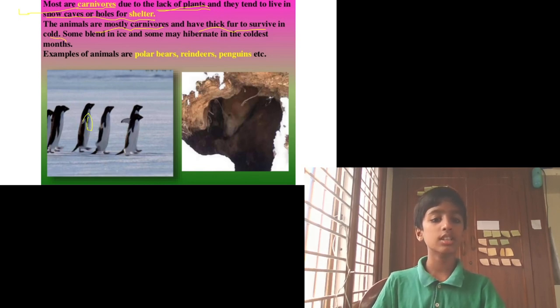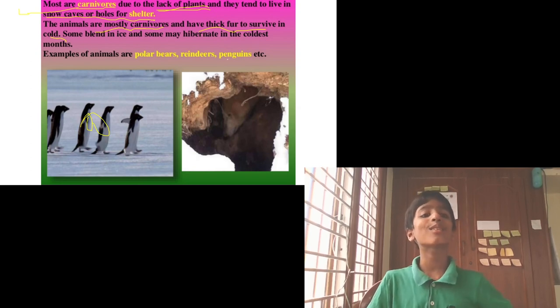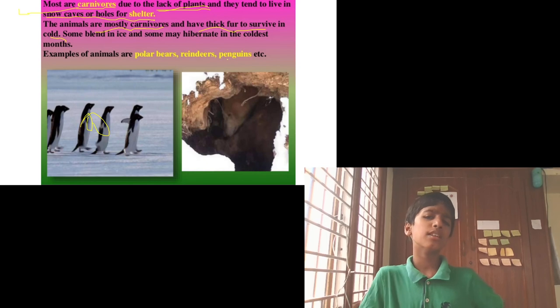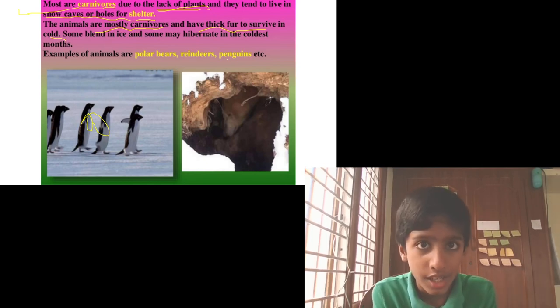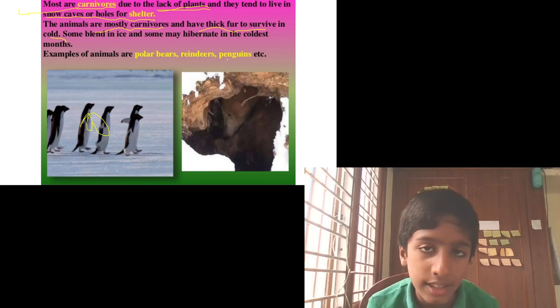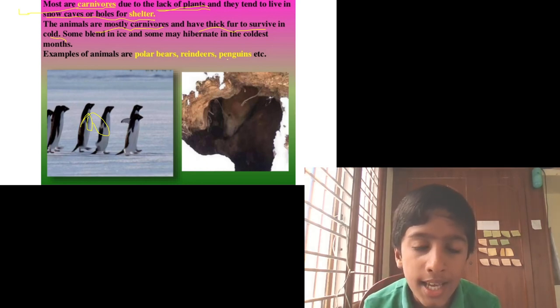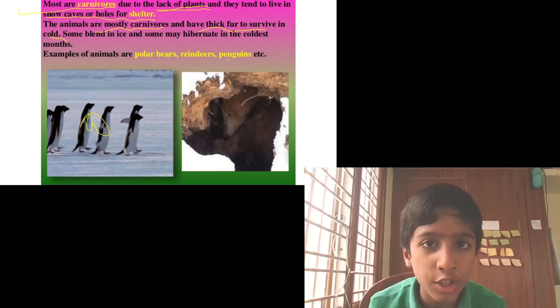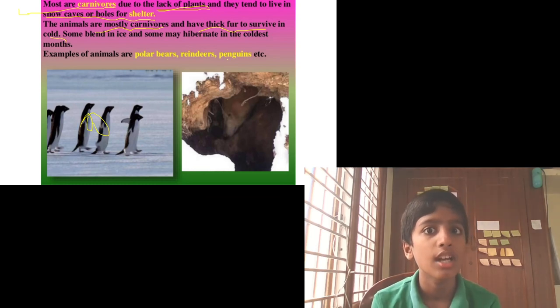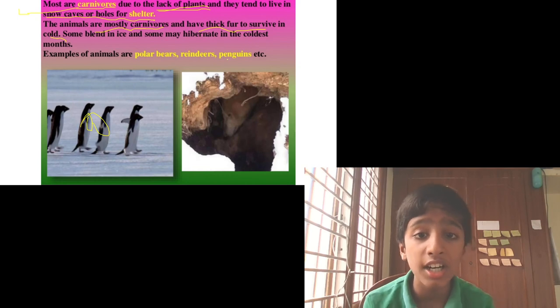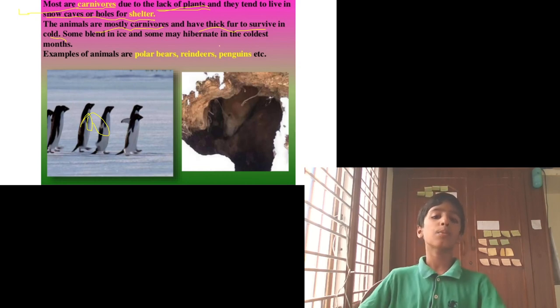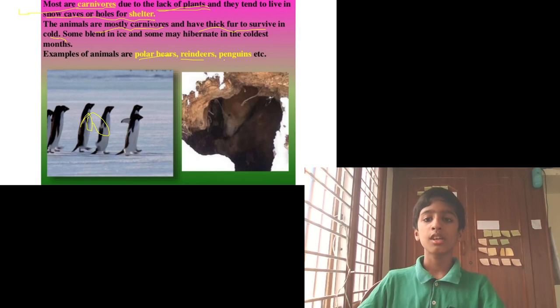Here you can see the penguins, and some blend in with the ice and some may hibernate in the coldest months. Hibernate, you have heard somewhere, right? If you have a PC or laptop, you will have seen the word hibernate, because when you shut down your computer there are many options: sleep, hibernate, shut down, restart. So the examples are polar bear, reindeer, and penguins.